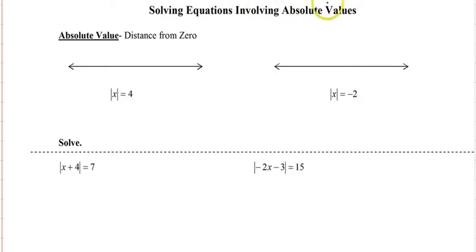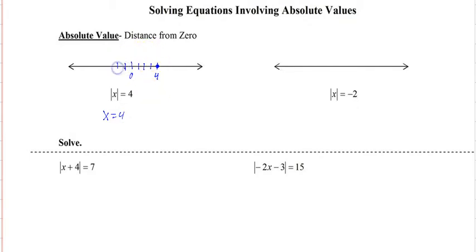Solving equations involving absolute values. So an absolute value is the distance from 0. If we place it around x, it's saying what values of x have a distance from 0 that's 4. So if we put 0 on there and we count out 4, we get one answer, which is 4. 4 is a distance of 4 from 0.